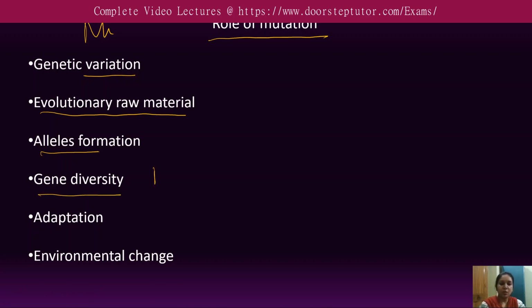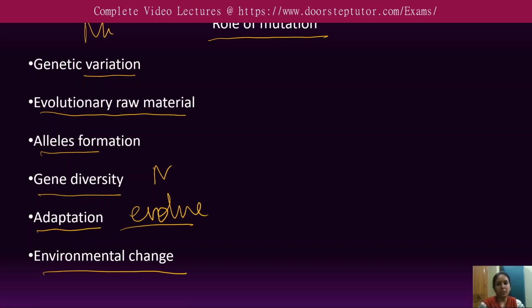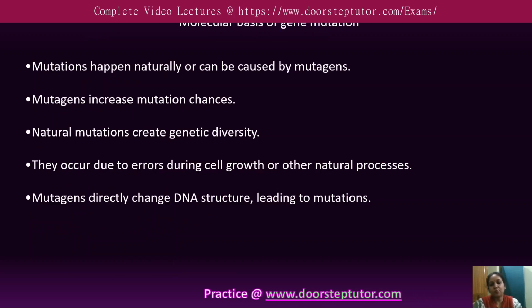Because if mutation is not there, there is no variation, so the gene would exist in only one form, which is not actually our case. So due to mutation, variations are there, different alleles of genes are there, and diversity is there. Also, mutation enables organisms to evolve as well as to adapt to environmental change. So these are the different roles of mutation.